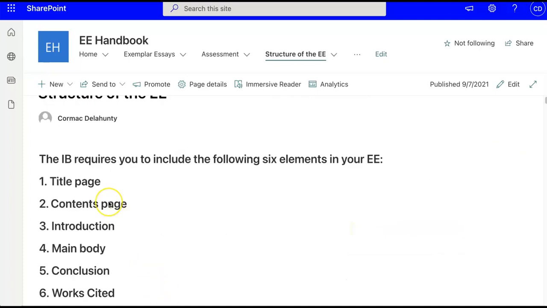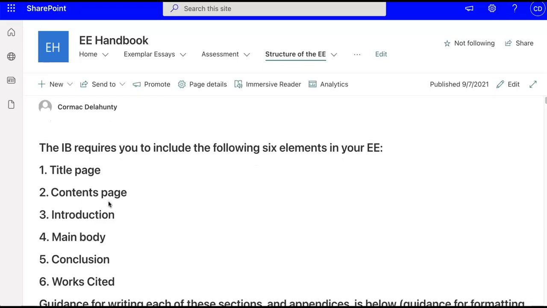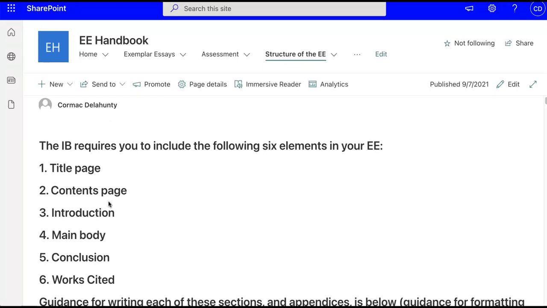Okay, so just a couple of closing comments on this part of the lesson. Remember to have these 6 elements in your EE. Remember to have an appropriate table of contents that's correct and accurate. Remember to have the page numbers starting on page 3. And very importantly, remember to frequently refer to your research question in the main body. Often students' analysis is not linked to the research question. You should be explicitly referring back to the words in your research question throughout your EE, explaining how each part of the essay contributes to answering the research question.